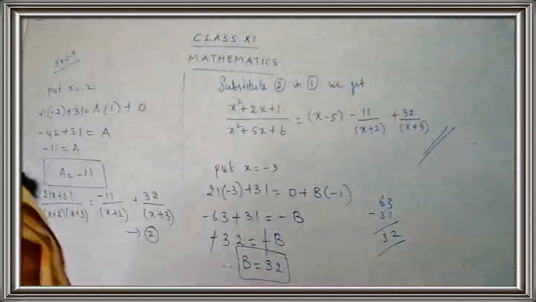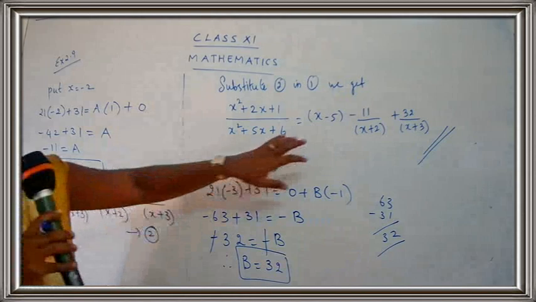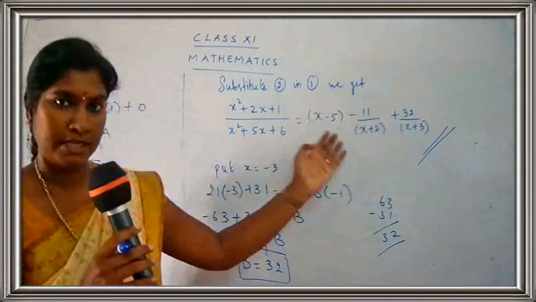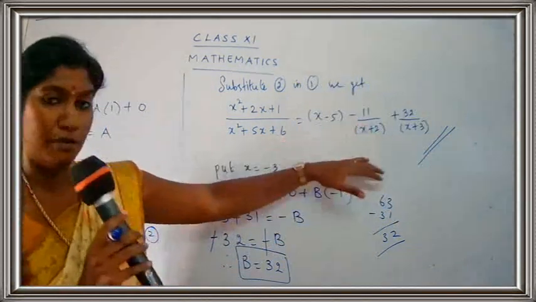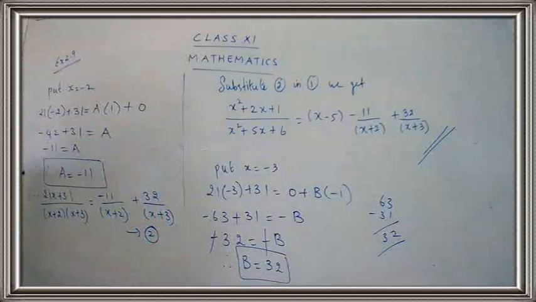x minus 5 plus, I have just taken the value as it is. So x minus 5 plus, or if you want you can just interchange and write. Okay, you can write plus part first and the minus part next, or you can just keep it as it is. x minus 5 minus 11 upon x plus 2 plus 32 upon x plus 3. So this is the answer for sum number 8.